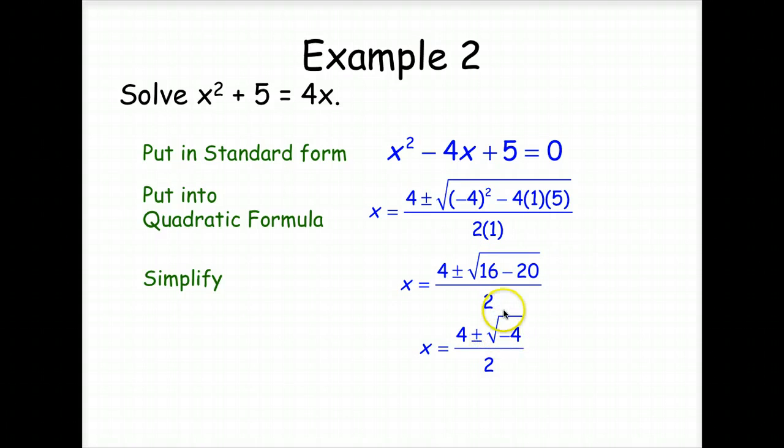This is the same thing as the square root of 4 times the square root of negative 1. Square root of 4 is 2. The square root of negative 1 is i. As you see, all of these terms are divisible by 2. So we can simplify our final answer, x is equal to 2 plus or minus i.